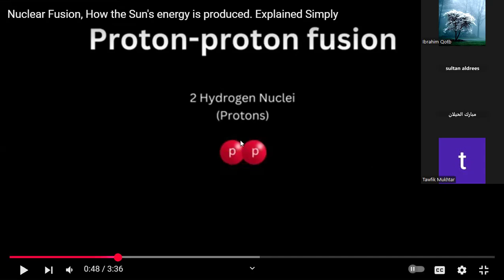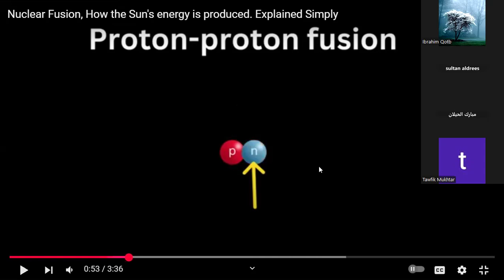So here, guys, what started the fusion? Two hydrogen nuclei. As a result of this occurrence, a proton changes into a neutron by a process. Second step: a proton changed to what?